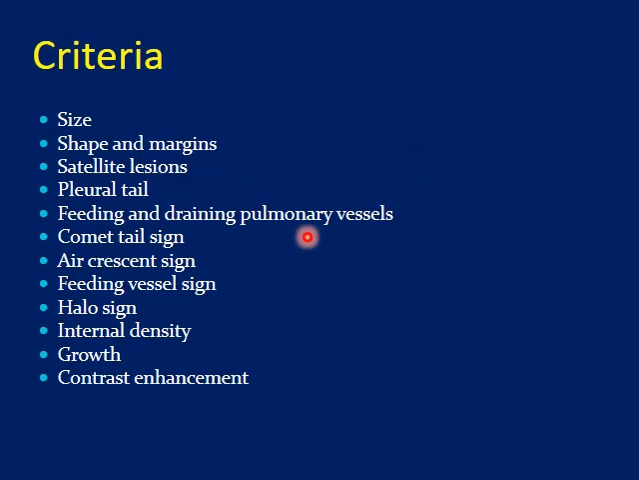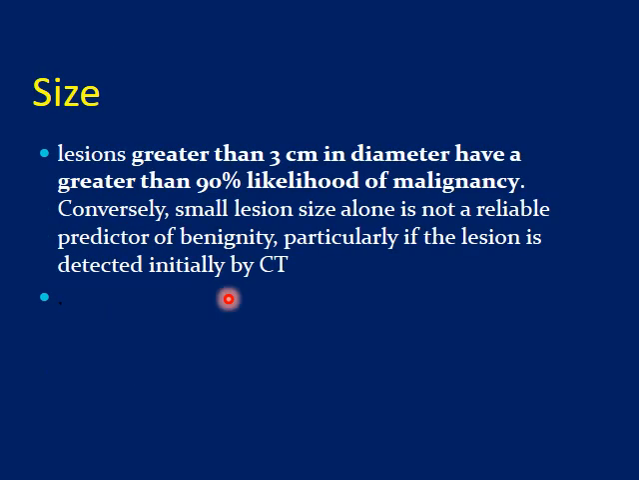In the coming few minutes, we will go through the criteria that we use to analyze a focal lung lesion, starting from size, shape, associated lesions, other signs, certain densities, growth rate, contrast enhancement, and so on. And for each one of these signs we will try to see the diagnosis.